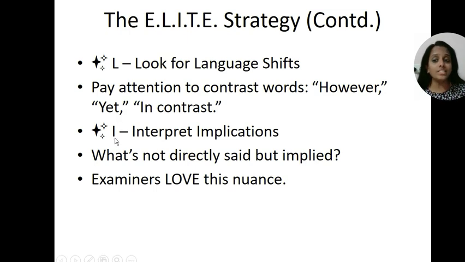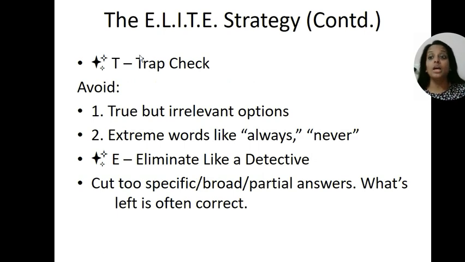And the next one is I for interpret implications. What is the writer not directly saying, but strongly suggesting? Examiners love this. If a sentence says, while the surgery reduced symptoms, long term outcomes remain uncertain, so they are implying cautious optimism, not success. That's the nuance Part C wants. Got it? And then finally, T.